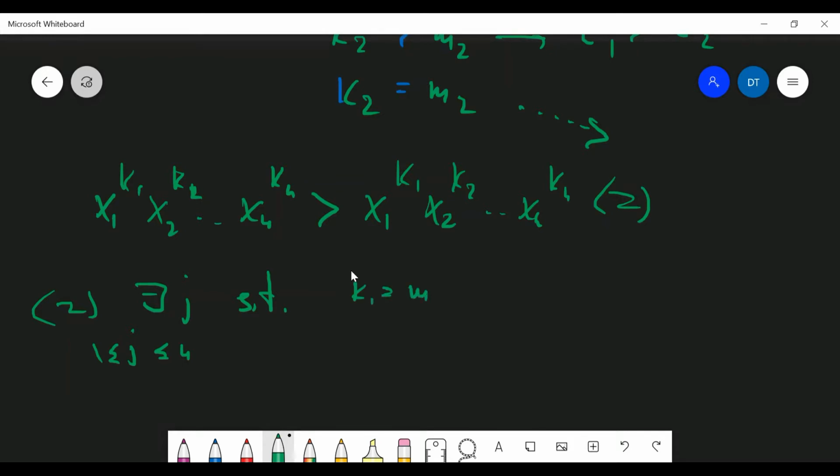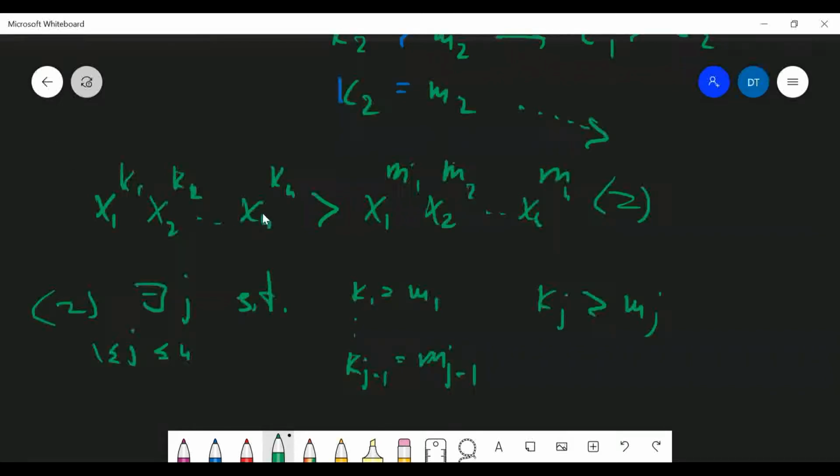So k1 is equal... Oh, I'm sorry. I have exactly the same letters here. That's definitely a mistake. There must be m here. I want to consider different monomials. So for all variables with indices strictly smaller than j, we have equality, and kj is strictly larger than mj.